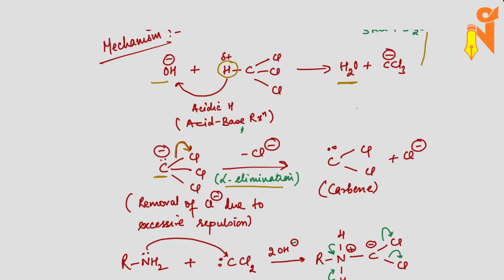Now to help you, what is beta elimination? In beta elimination, if hydrogen is coming out from one carbon, the leaving group comes out from the another carbon. So if removal of hydrogen is happening from here, the leaving group will leave from the other carbon.